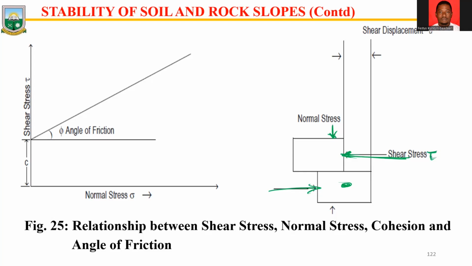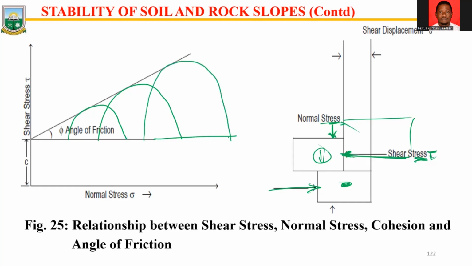So the stress is always what you are applying. So take note of this. Stress is the external force you are applying, and the strength is what exists within the formation. So this formation, which is the Mohr circle we drew earlier on, is what we used in obtaining this particular graph we already have.